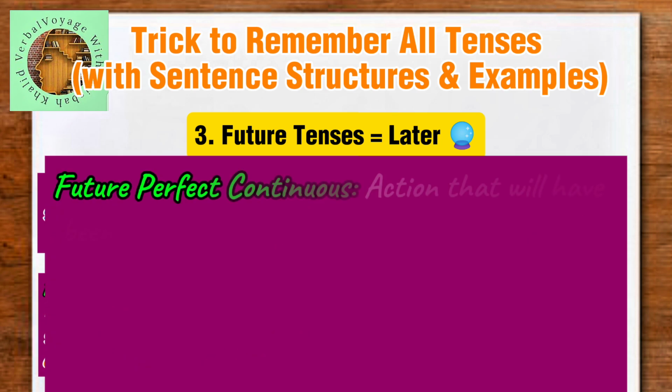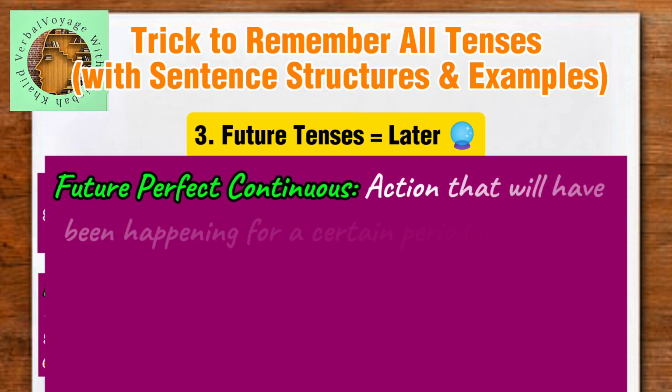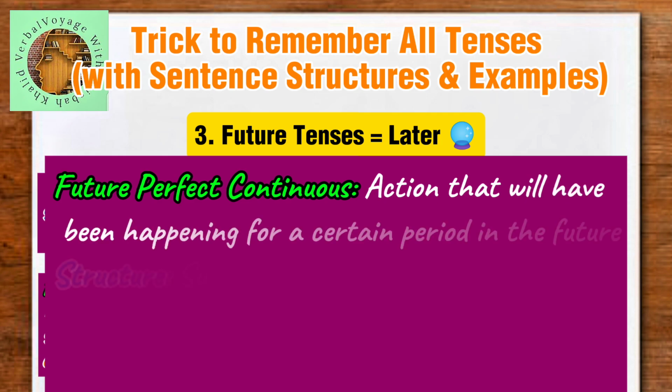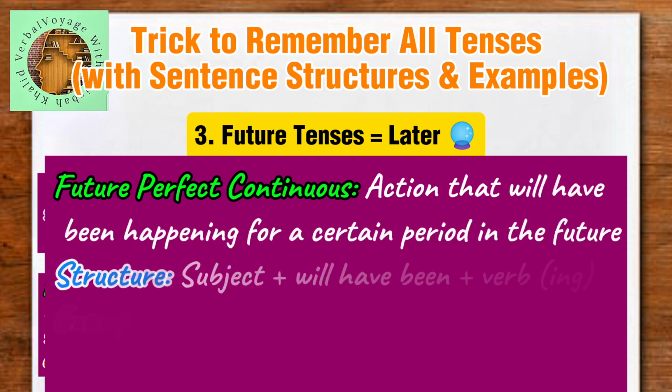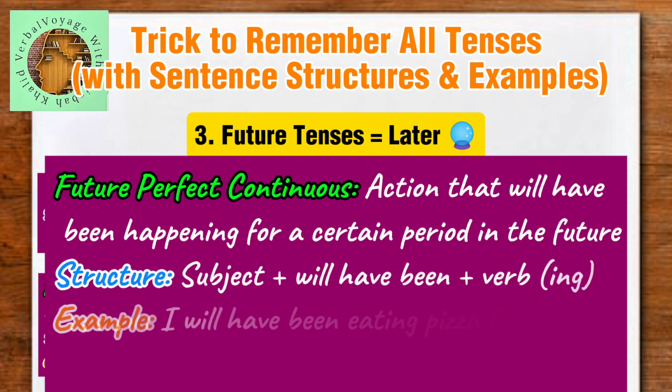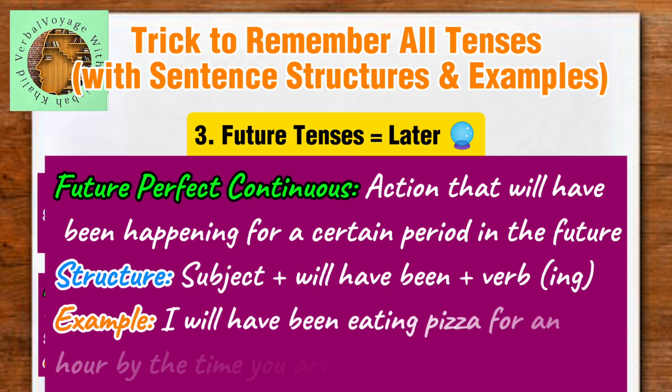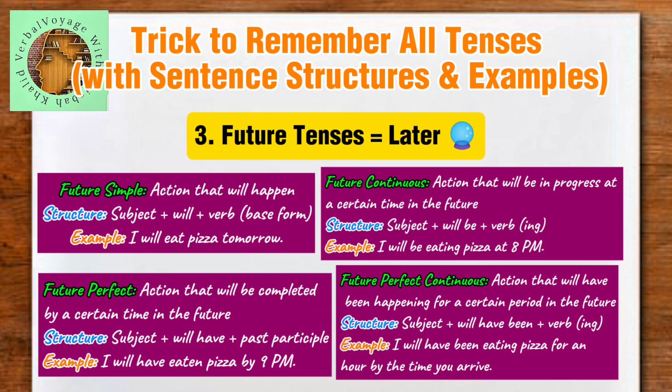Future perfect continuous. It is used for an action that will have been happening for a certain period in the future. Structure of future perfect continuous is subject plus will have been plus verb ing. For example, I will have been eating pizza for an hour by the time you arrive.